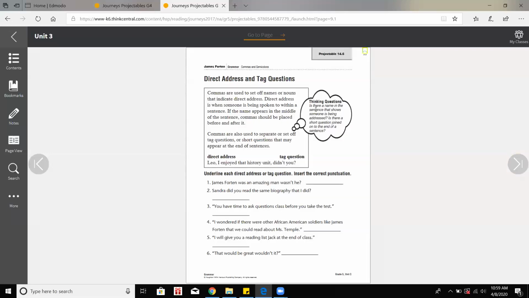Okay, the last one would be using commas for direct address and tag questions. Okay, so when you say direct address, as mentioned here in our definition, it's when someone is being spoken to within a sentence.